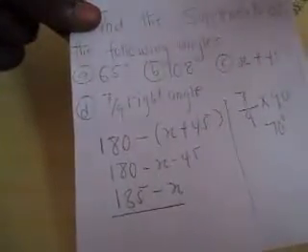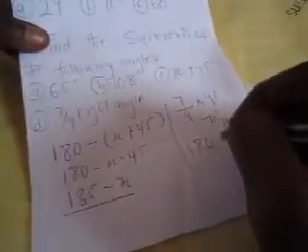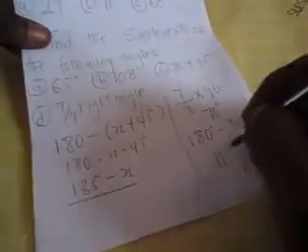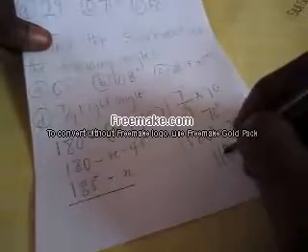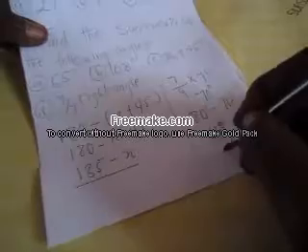You are done with that. But that's not what the question is asking. The question is asking you to find the supplement of this angle. So the supplement of 70 degrees will now be 180 degrees minus 70 degrees, and that will give you 110 degrees. 110 degrees in all.